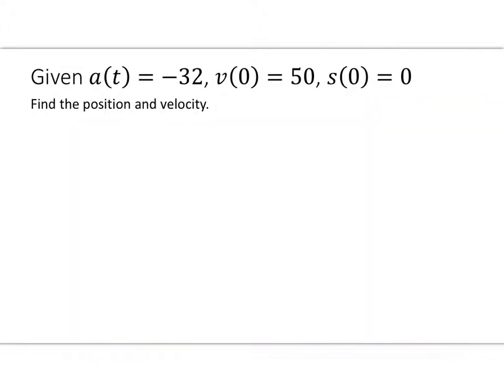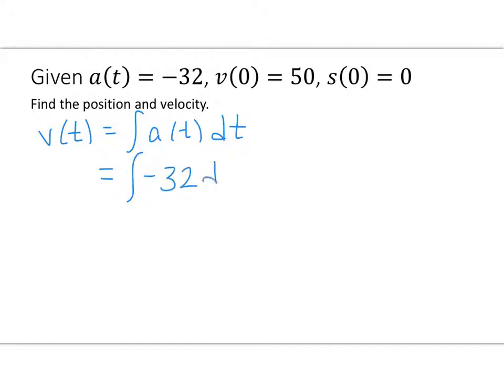Now here we're given that the acceleration with respect to time is negative 32. They told us our initial velocity is 50 and our initial displacement is 0. We want to find our position and velocity functions. So to find my velocity, I have to integrate my acceleration. So I'm integrating the integral of negative 32 dt.